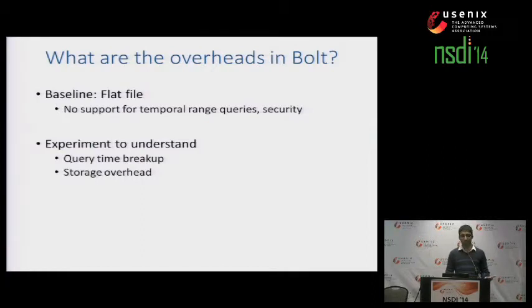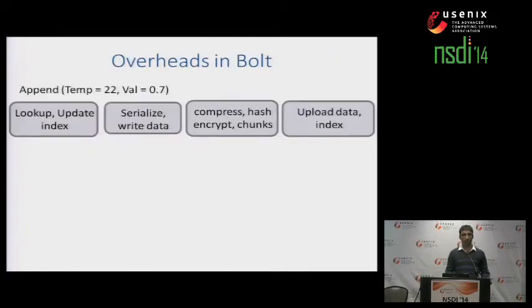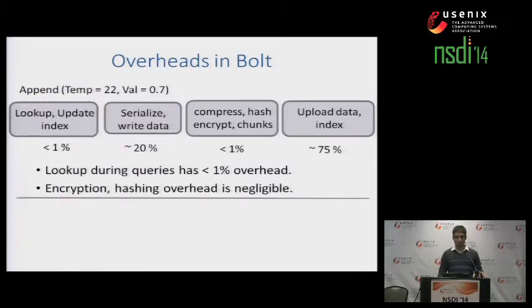Reads and writes in Bolt have 4 parts. For example, for writes, Bolt needs to do a lookup, it needs to serialize and write data to the disk, it needs to do compression, hashing, and encryption, and it needs to upload data to the cloud. We found that most of the query time was taken to either write data to the disk or to upload it to the cloud. And the story was the same for reads. As a result, the time to do lookups and the time to do security-related work added only 2% to the query time. So the overhead for the query time was low.